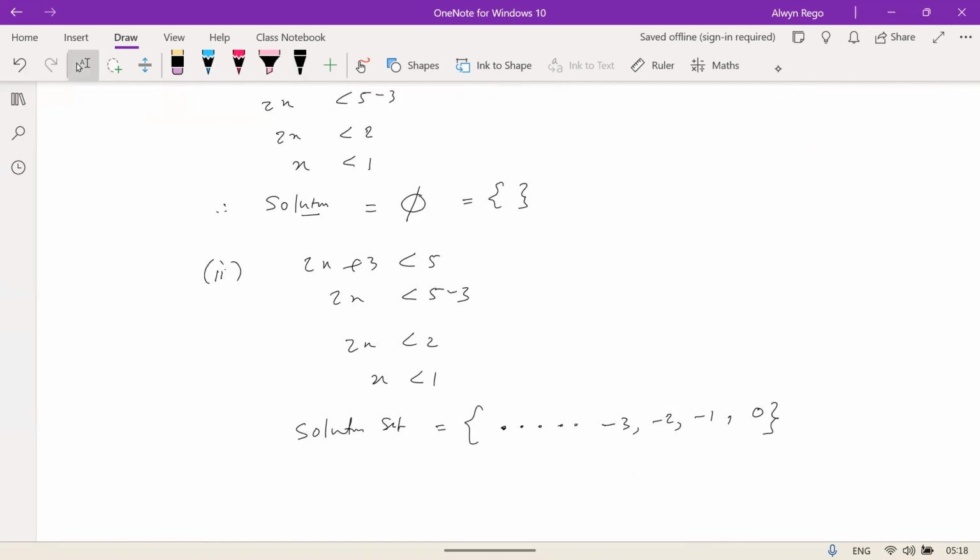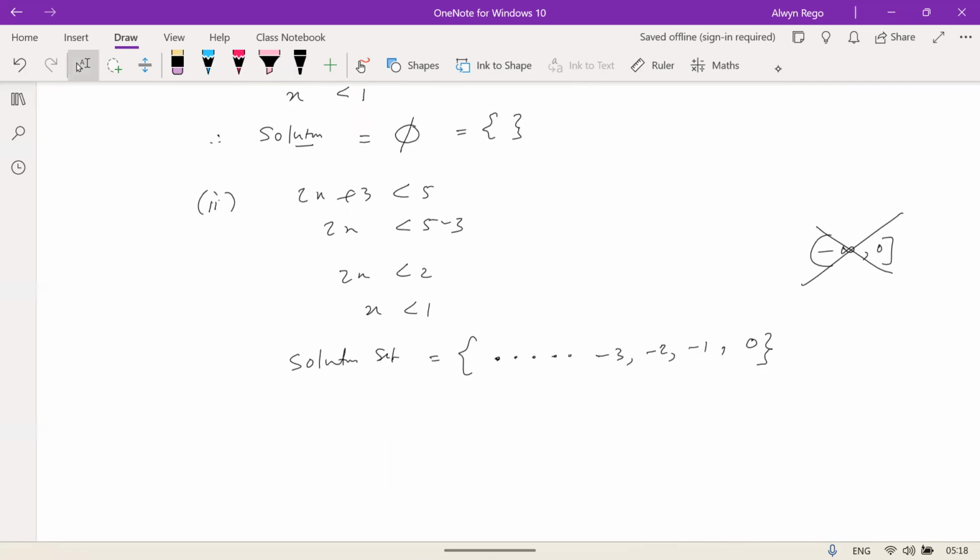You may think, could I have written this as negative infinity to 0 or something? No, a big no, because that's only a notation for real numbers, infinitely many real numbers. But if it's a discrete set, like the set of integers, you have to list the elements like this, or write another form like set builder form. Suppose they asked you for the solution set in the set of whole numbers, the solution set will be just 0.